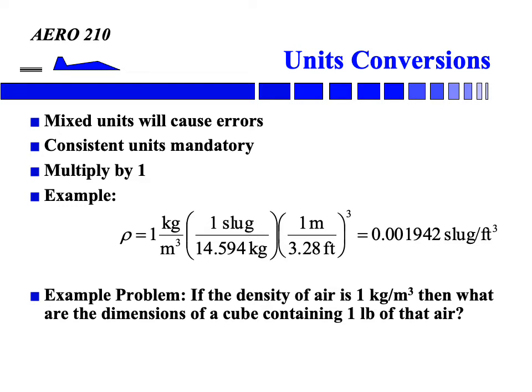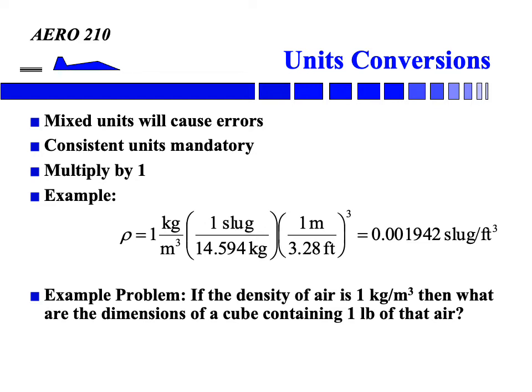1 meter over 3.28 feet, quantity cubed, and that'll cancel out the meters cubed in the denominator of the original density and leave us with units of feet cubed for our volume in our final expression for density. We multiply that out and get an answer of 0.001942 slugs per cubic foot, and that's equal to, in the SI units, 1 kilogram per meter cubed.